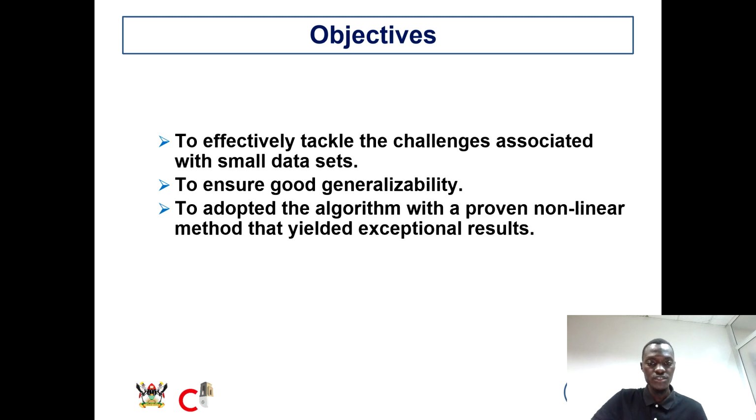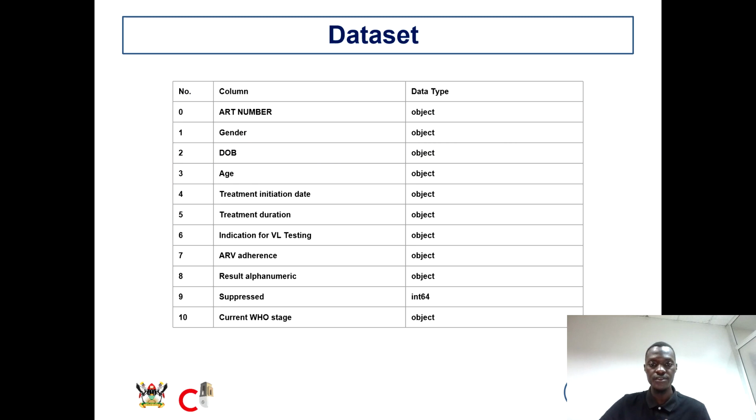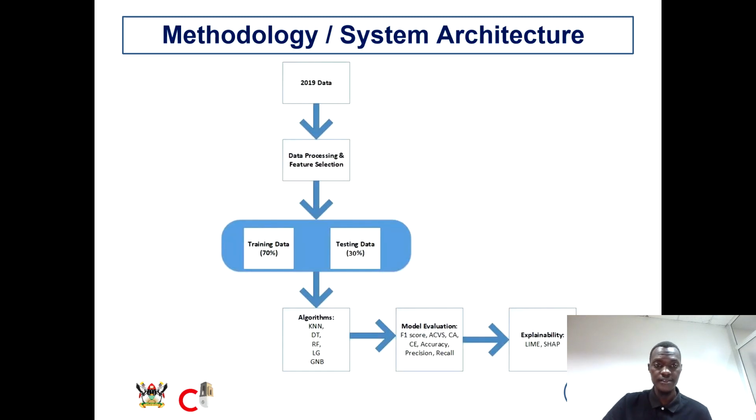To also ensure good generalizability, we adopt the algorithm within a proven nonlinear method that will help us get exceptional results. So we shall be comparing the different results from the different algorithms that we are going to be using with this data set. Briefly, that is how the data set is. These are some of the variables that we are looking at.